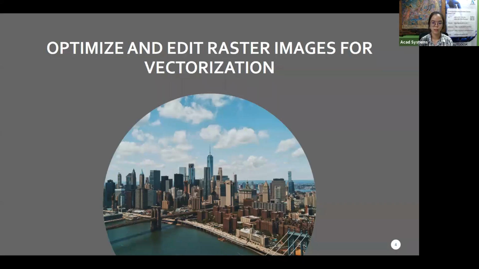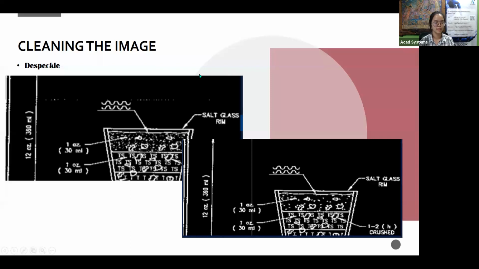Now we need to optimize and edit the raster image for vectorization. Cleaning the image: we need to prepare this image to remove all the clutter and small little pixels or dust or any unclear parts of this image. So we are going to use these tools to try and get this image as close to perfect as possible before we start the vectorization. The first one you can see here is the speckle.